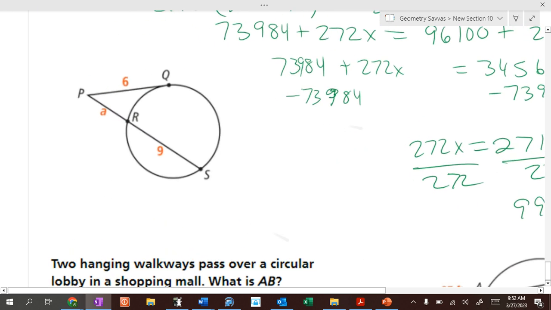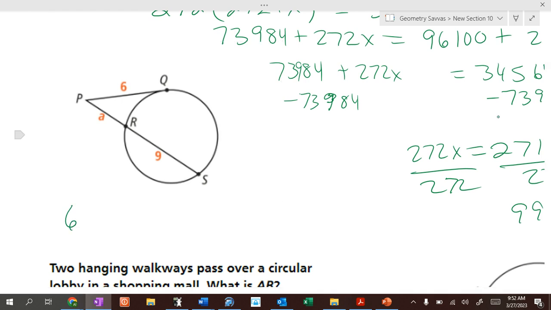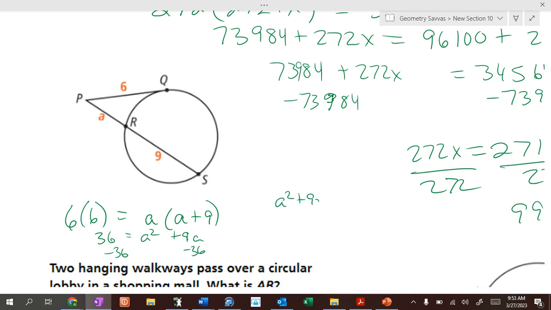Okay? So when you have things on the outside, it's the outside 6 times the whole thing 6, because the outside is the whole thing, equals the outside A times the whole thing, A plus 9. Now this one gets a little hard because you have to do factoring for this one. 6 times 6 is 36. A times A is A squared plus 9A. Okay? So we have to subtract 36 from each side. So A squared plus 9A minus 36 equals 0.